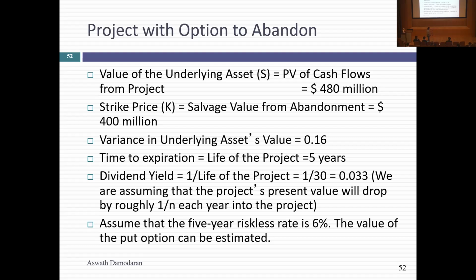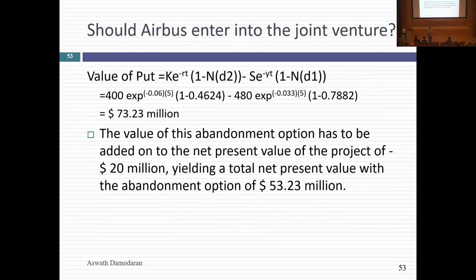I have pretty much everything I need. The risk-free rate is 6%. I valued the put option, and the value that I got for the put option was 73.23 million. You're saying, what does that tell me? As Airbus, because you got this option to abandon, you essentially got a 73.23 million gift from me. Remember the net present value was minus 20 million before I gave you this gift? Now with this option to abandon, I'm not saying you're guaranteed to become my joint venture partner, but you might be tempted.